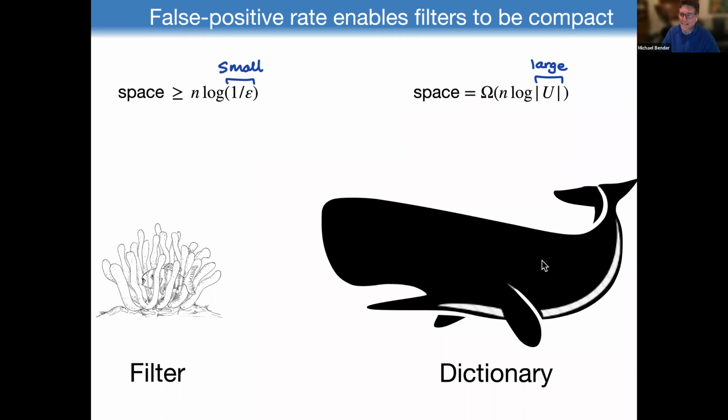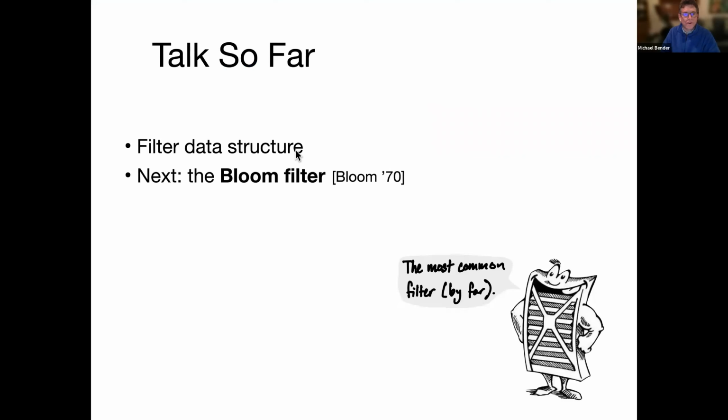And so I decided to make it a sperm whale so there was no ambiguity, because a humpback whale is a filter feeder. Okay, so false positive rates, and so the false positive rate, by allowing the false positive rate epsilon, we can have compact filters. Okay, so the talk so far, I've said what a filter is.